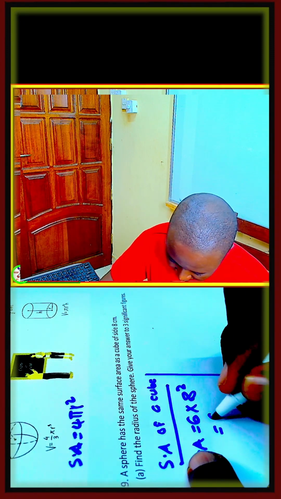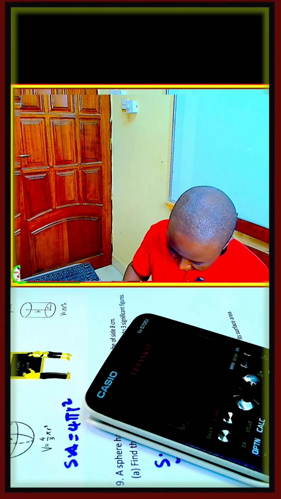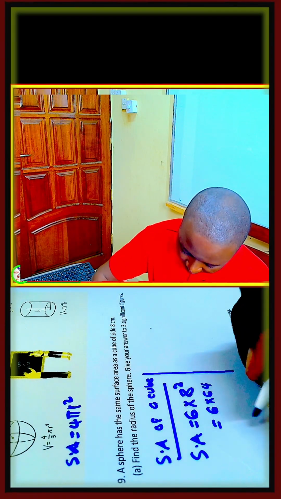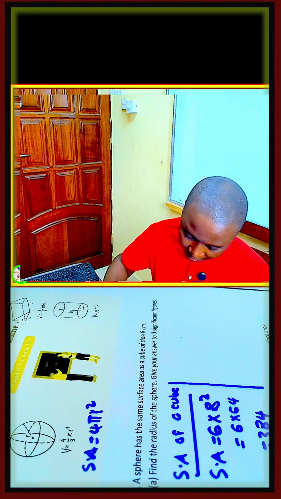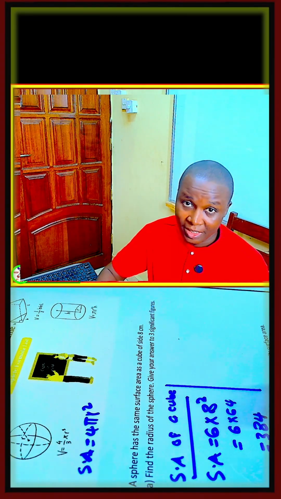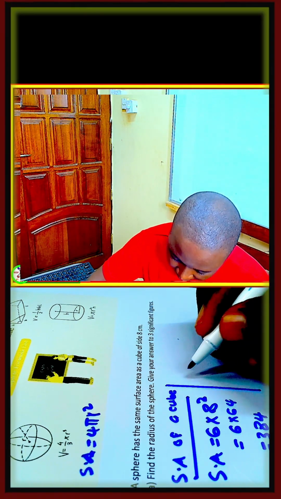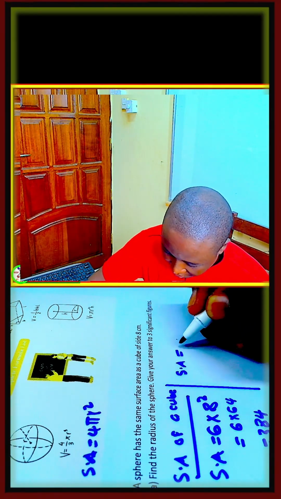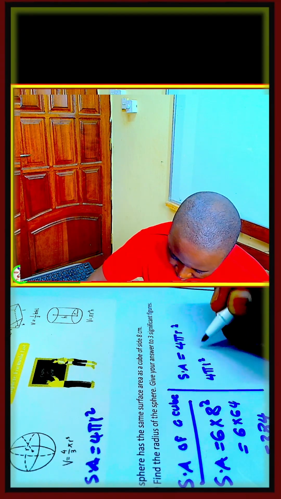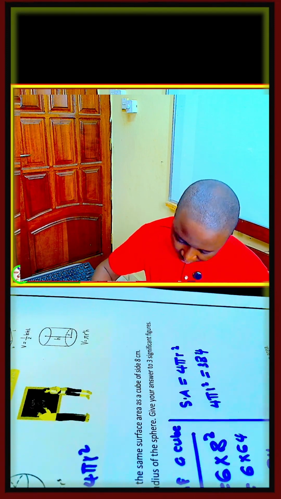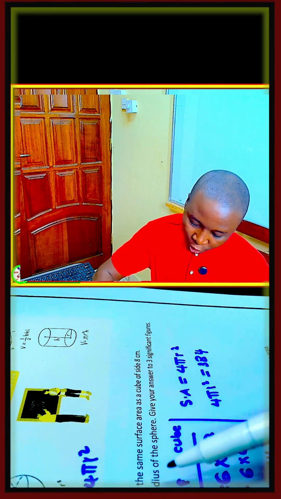So this is going to be 6 times 64. If we work it out, 6 times 64 is 384. So this is 384 as the surface area of the cube. But we are told that the surface area of the cube is equal to the surface area of the sphere. So in order to find the radius of the sphere, we are going to say surface area of a sphere is 4 pi r squared. So we are going to say 4 pi r squared is equal to 384, because the surface area of the cube was 384 and the surface area of the sphere should be 384.